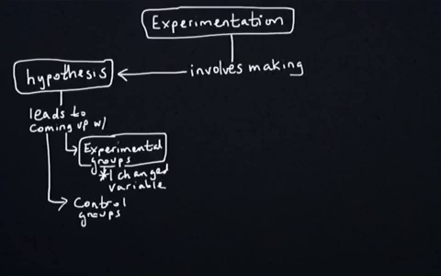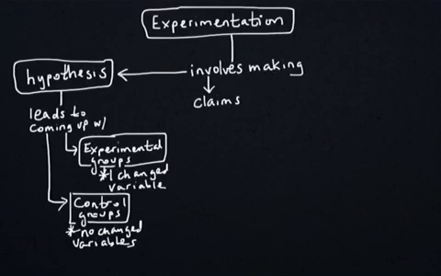also come up with a control group. So what the control group is, there's no changed variables. Where we have the experimental groups, that group that has one change variable, the control group does not have a change variable. And when we compare data between those two groups, we can start to make claims.